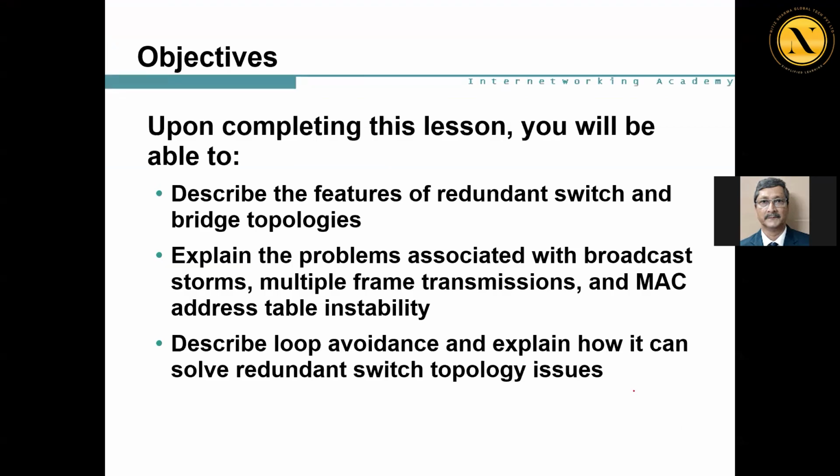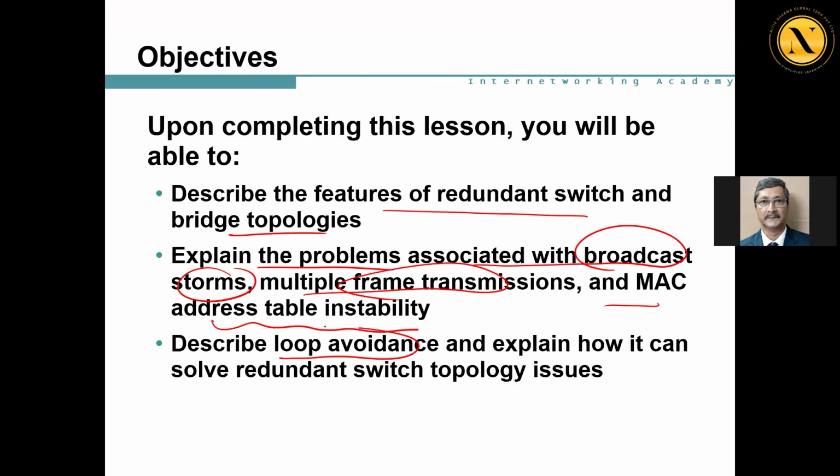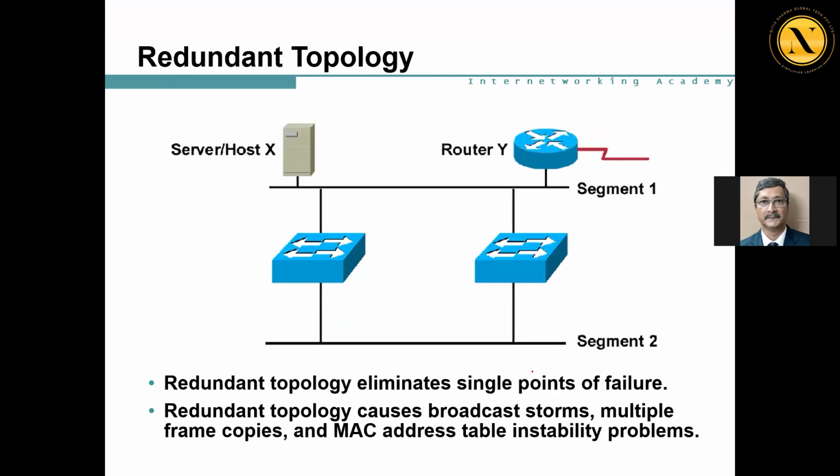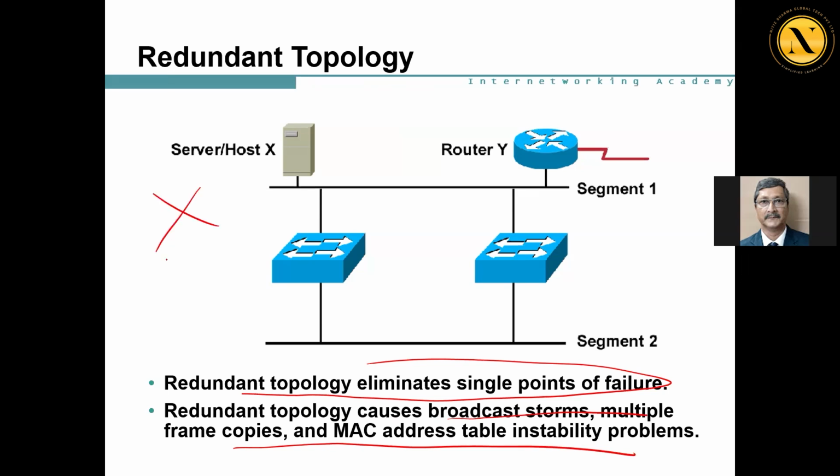Where are we? So upon completing this lesson, we'll be able to describe the features of redundant switch and bridge topologies, explain the problems associated with broadcast storms, multiple frame transmissions, and MAC address table instability, describe loop avoidance and explain how it can solve redundant switch topology issues, right? So now we know how STP works. Redundant topology eliminates single point of failure. That's okay, right? Redundant topology causes broadcast storms, multiple frame copies, and MAC address instability in case STP is disabled, right?